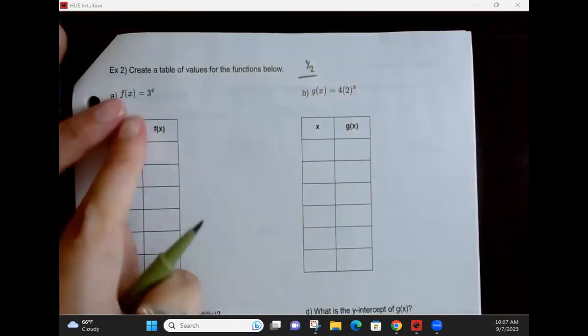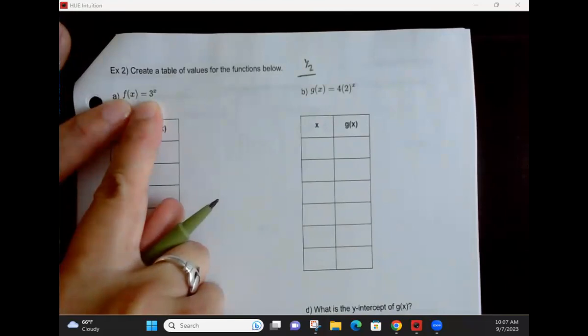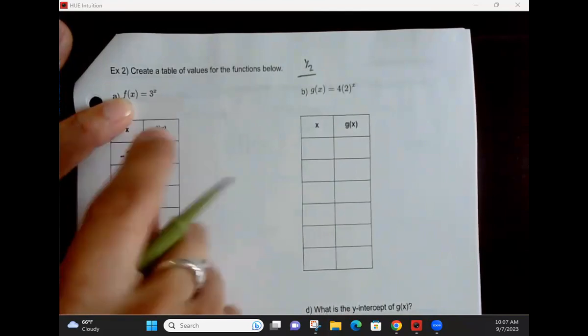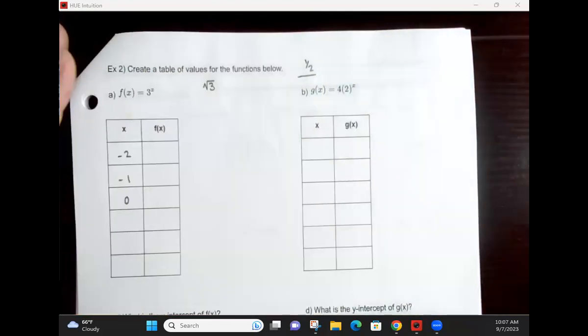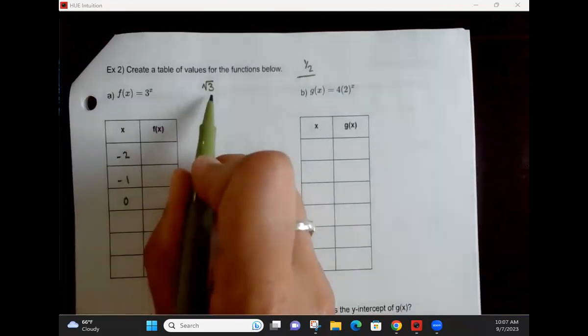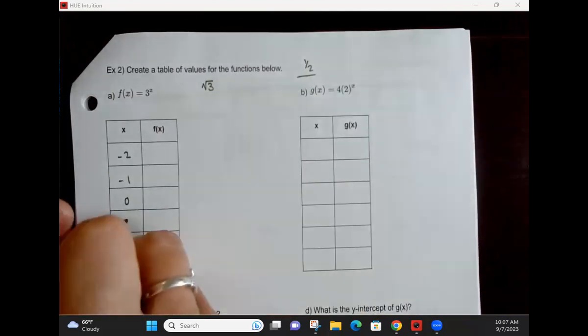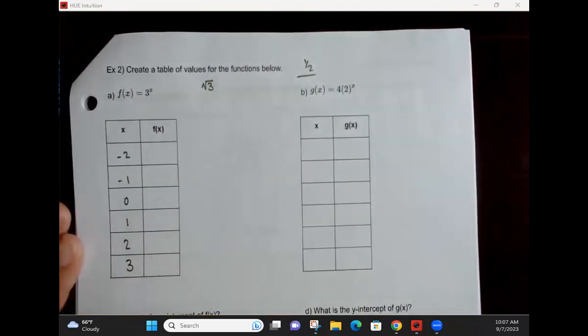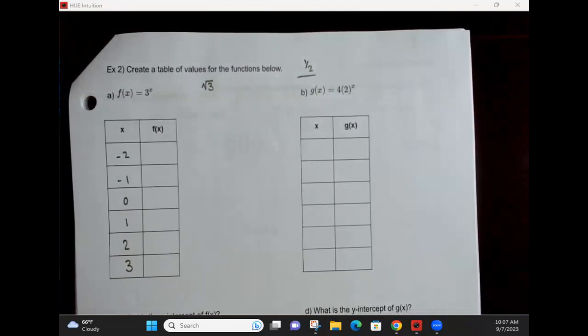I'm not going to use 1/2 as an exponent here. Why would I not want to do 3 to the 1/2 power? Yeah, I would end up with the square root of 3. If we're talking about eventually using a table to graph, is that going to be a nice number to graph? No. So I'm going to stick with integers here. We've done stuff like this already, right? Plug in those values for x, see what we get. It's like an extended evaluate problem.